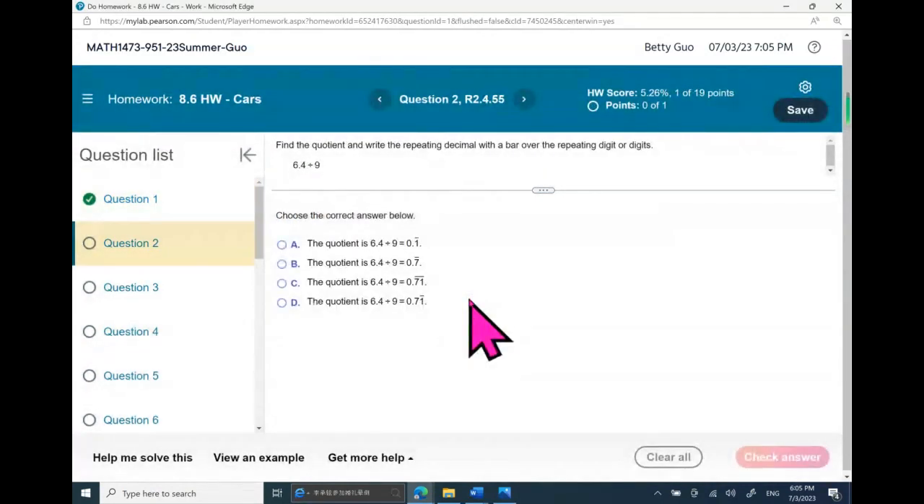Question number 2. 6.4 divided by 9. If you get a calculator, we divide 6.4 by 9. You will get an infinite decimal, 0.71111 continuing. So 1 repeating. The right way to represent such an infinite but repeating decimal is to put a bar on top of the 1, indicating 1 is repeating. And we should choose D in this case.